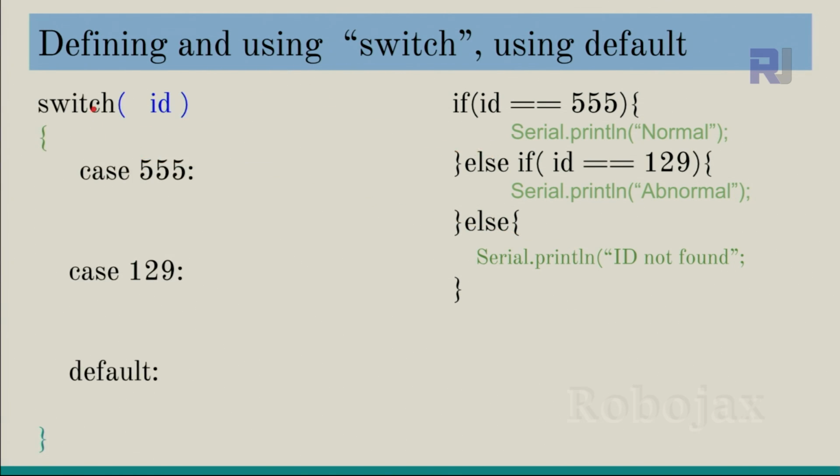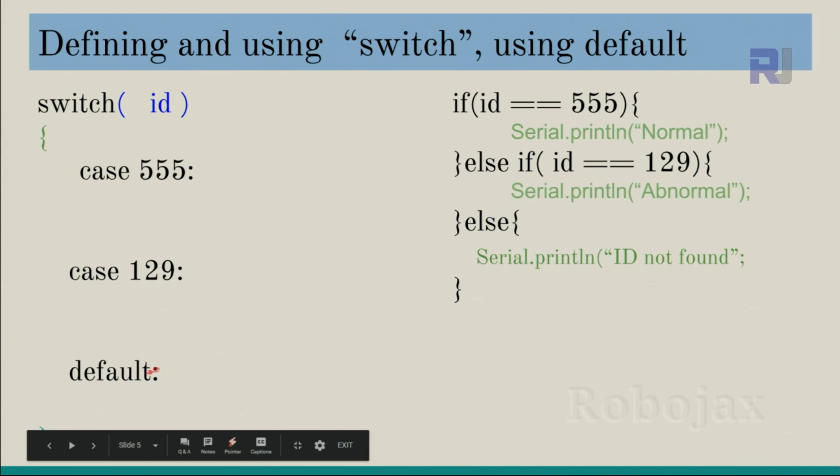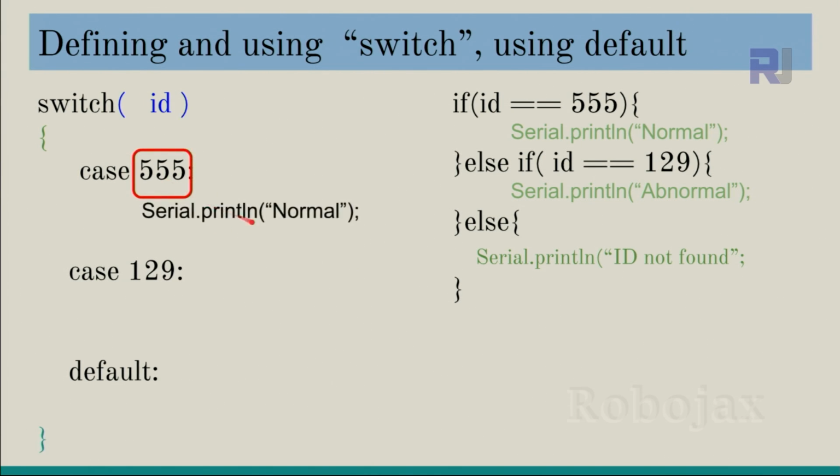This can be written like this. If we say if ID, we just put ID, and then we put case 555, that's the first one, and then case 129, that's the second one, and then we put default. Default is equivalent to else. And here we check if ID is equal 555, then we say serial print normal. And if that is the case, then we also put break.